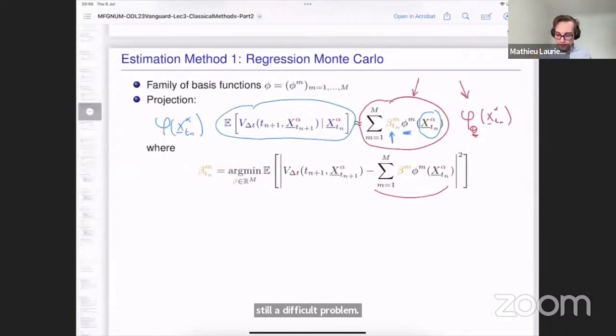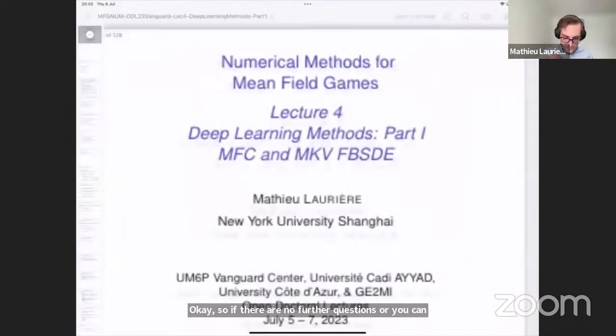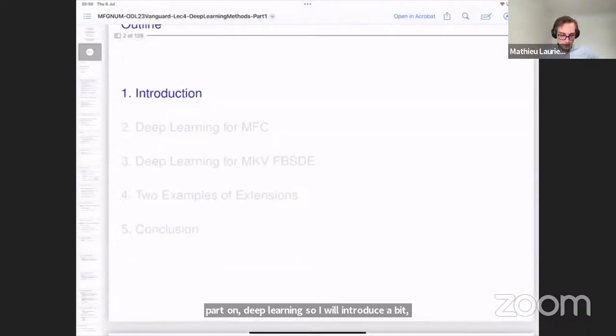Okay, so if there are no further questions, or you can ask more later if you want, I would like to start this part on deep learning. So I will introduce a bit neural networks and then present some algorithms. In fact, I will present mainly two algorithms.